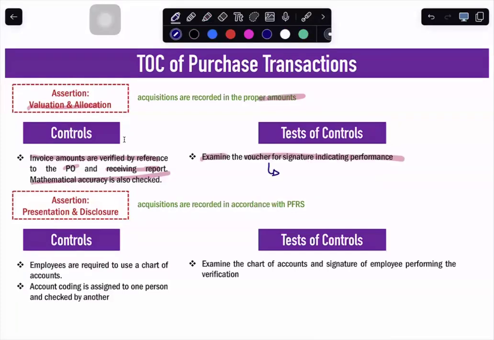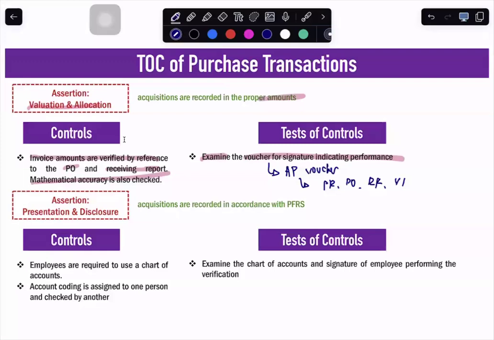What voucher are we talking about here? It is the AP voucher, because it is the AP voucher that has the documents: the PR, the PO, the receiving report, and the vendor invoice.